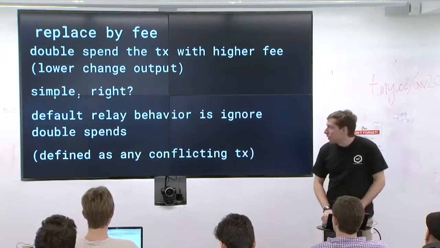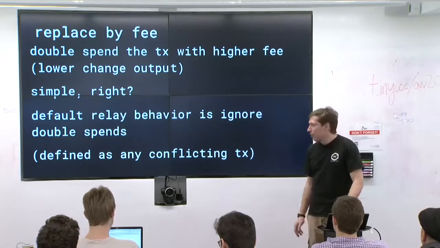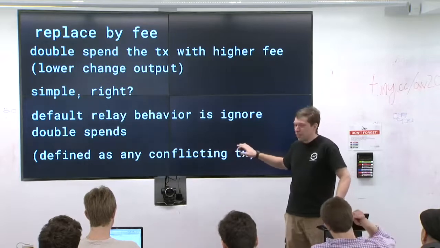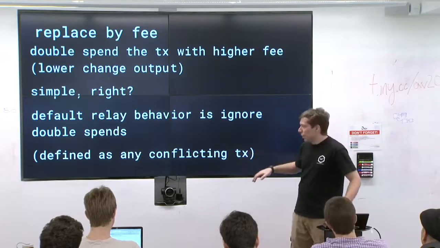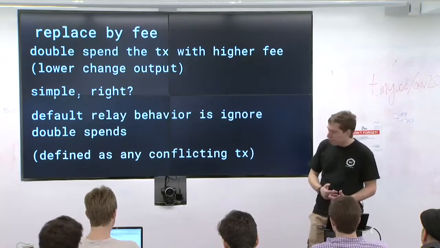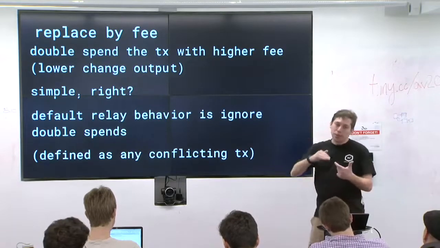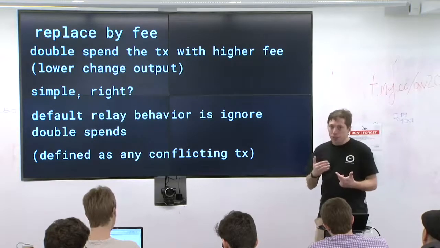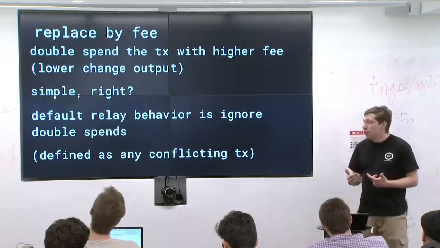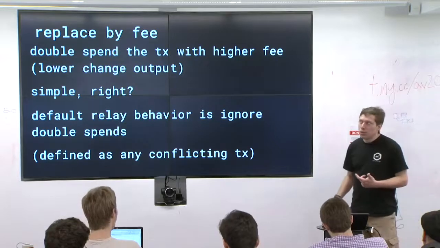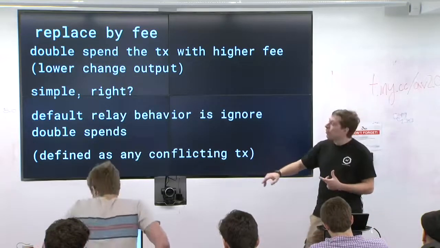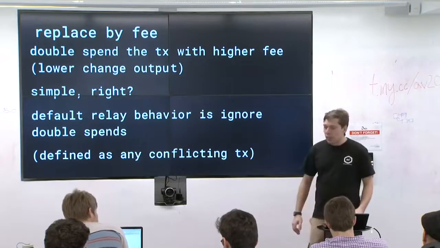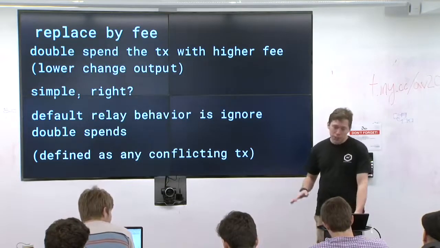Another problem, the default relay behavior is to ignore double spends. And this is not just a default that's for fun. There are good reasons for it. So if you see a transaction spending output A, output B, and then you see another transaction over the wire spending one of those outputs that you've already seen, you will ignore it. You won't get mad at the person who sent it to you, but you'll just ignore it. You're like, no, I already saw a conflicting transaction. So the default is first thing you see is the thing you go with.